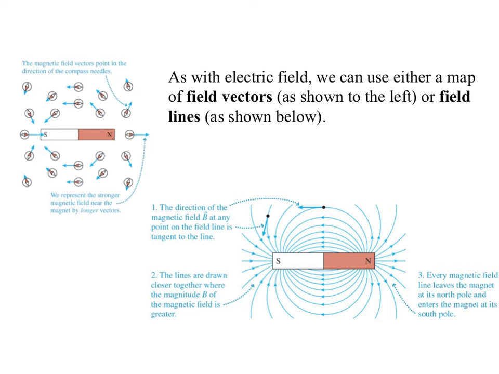Or in the slightly more abstract fashion, we can do field lines, where the direction of the B field at any point is tangent to the line, along the lines of how we had electric field, which pointed in the direction tangent to the field lines. They're closer together when the magnitude of B is greater. And every magnetic field line leaves the magnet at its North Pole and enters the magnet at its South Pole. We'll talk later on what's going on inside. This is what's happening outside the magnet; what's happening on the inside of the magnet, we're going to defer for the moment.